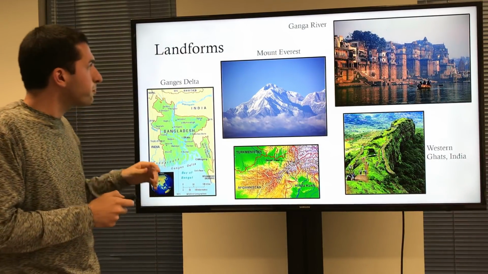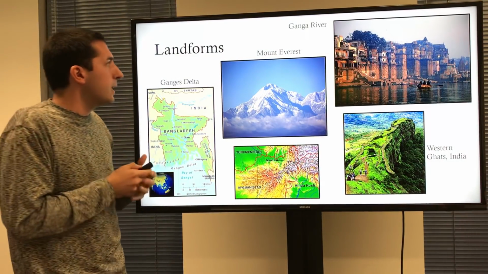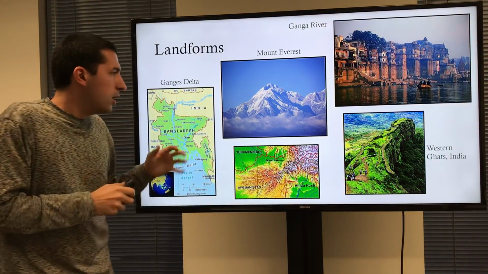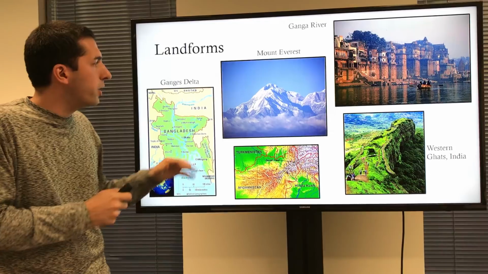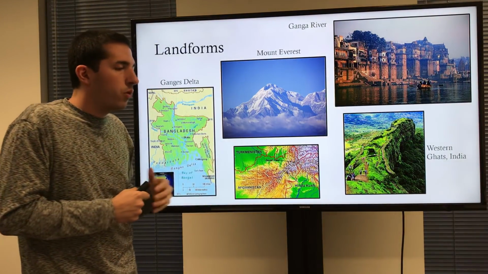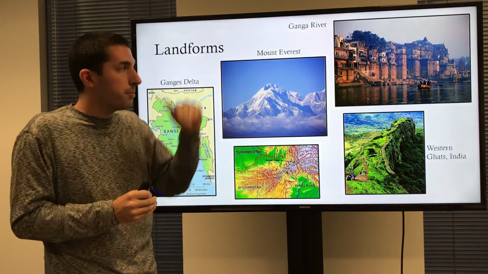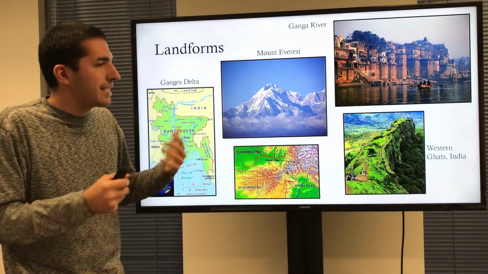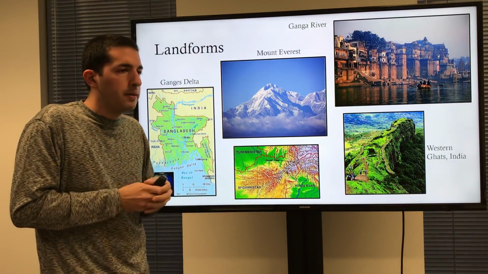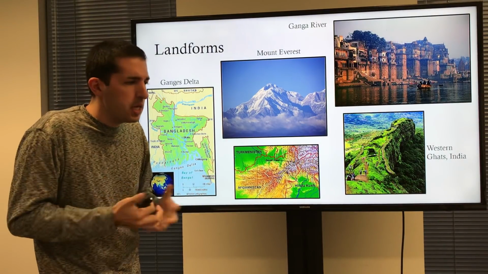Keep that in mind. So to put these landforms into perspective, we obviously visualize them. We've probably seen photos of Mount Everest at a certain point in time. Again, tallest point in the world in terms of elevation from sea level. The Ganga River, formerly known as the Ganges, if you will.